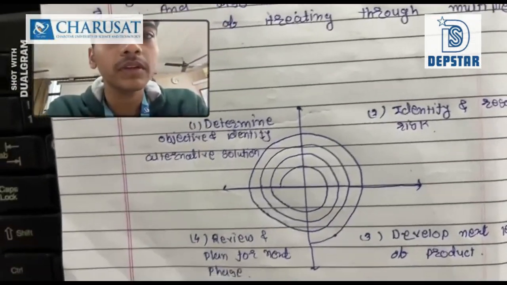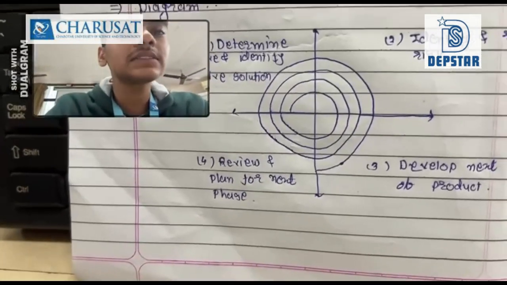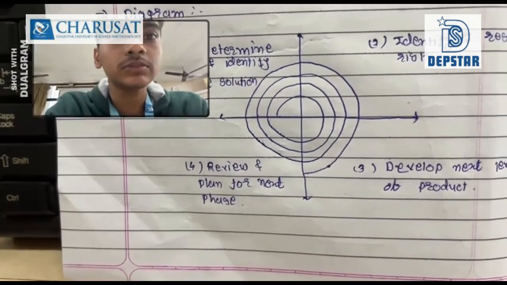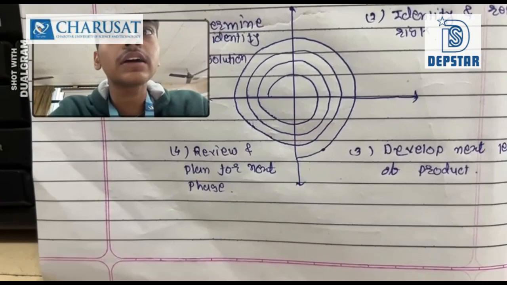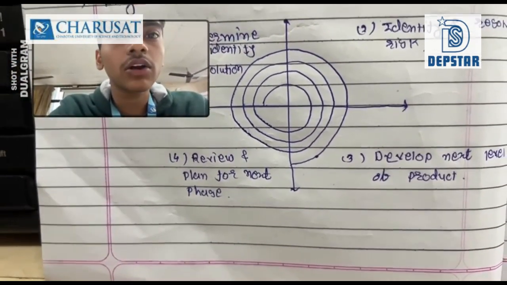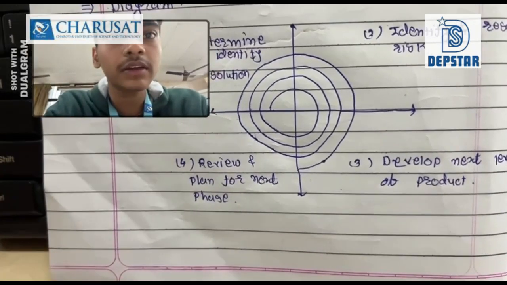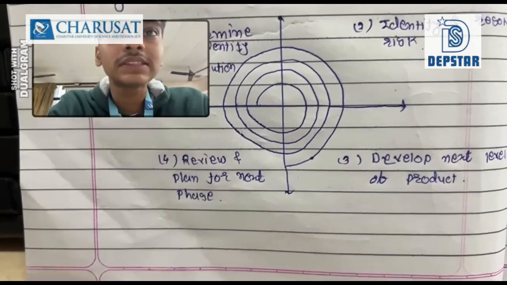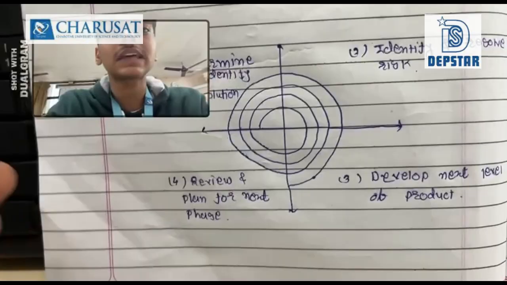The last step of this model is to take a review of our project, which we call feedback. On the basis of the feedback, we decide whether we have to repeat this cycle.